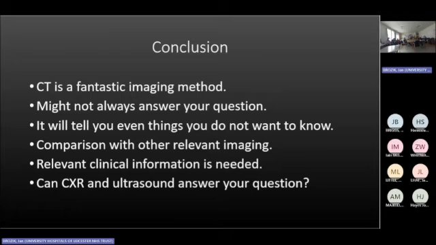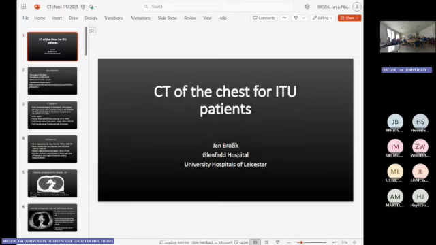reports. And before you come downstairs, maybe a chest X-ray or ultrasound can answer your question. In many cases, they can. So that's all. Do you have any questions?